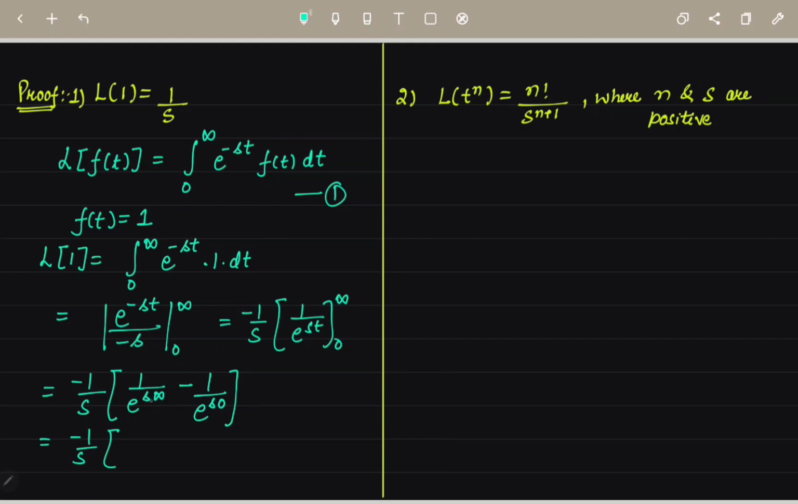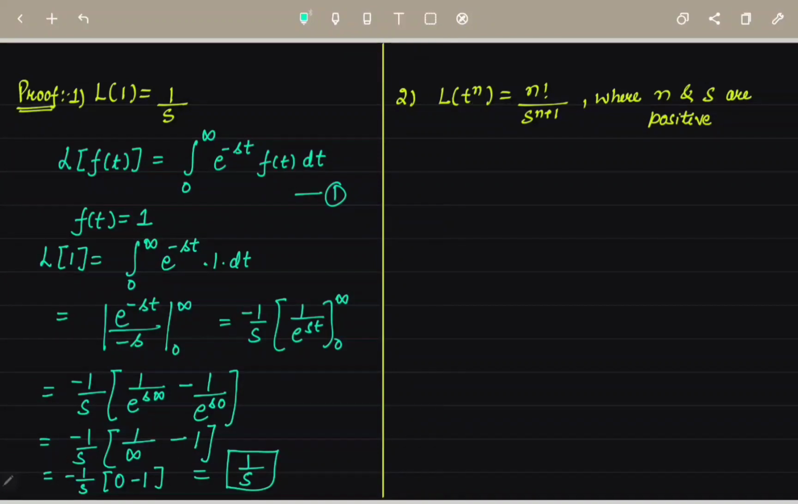So anything multiplied by infinity is again infinity. So e raised to the power infinity becomes infinity. So this is 1 divided by infinity, and anything raised to the power 0 is 1. So this goes to 1. So now this is equal to minus 1 by s, then 1 by infinity, this is 0, and then minus 1, and this whole expression is equal to 1 by s. So this was the answer for this Laplace transform. So this means the Laplace transform of 1 is equal to 1 by s.